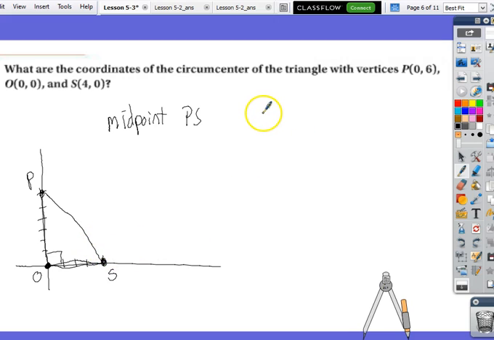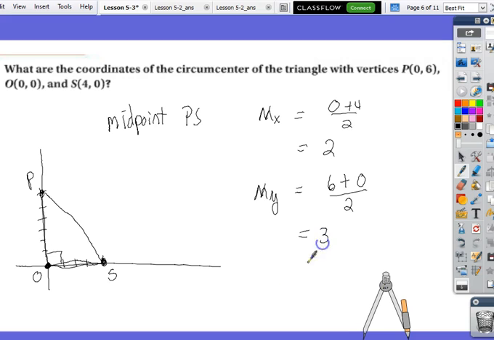And so basically, if I do the midpoint of the x-coordinate, the x-coordinate of P is 0, and the x-coordinate of S is 4, and I divide that by 2, that's going to give me 4 divided by 2, or 2. And the y-coordinate of P is 6, and the y-coordinate of S is 0, and that's going to give me 6 divided by 2, which is 3. So the midpoint of PS is 2, 3.